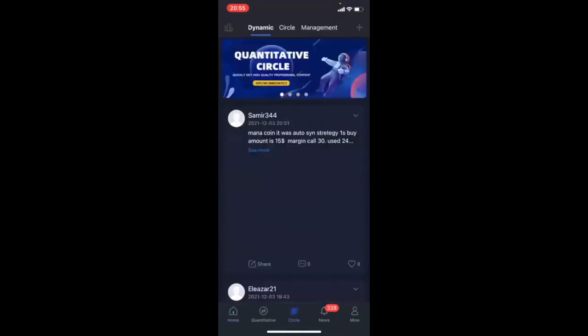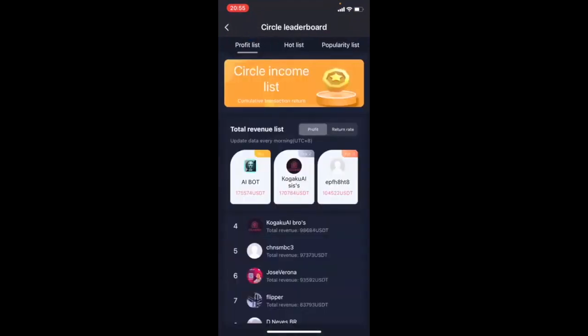I will go to a circle, a trading circle, and we can start with the leaderboards, right? So this is the circle income list. Here you see that the number one earner, who's generated the most profit with his strategy, is Eazybot, right? This is the profit. If you look at the return rate, and this is the return rate that he has generated for his community as a whole.